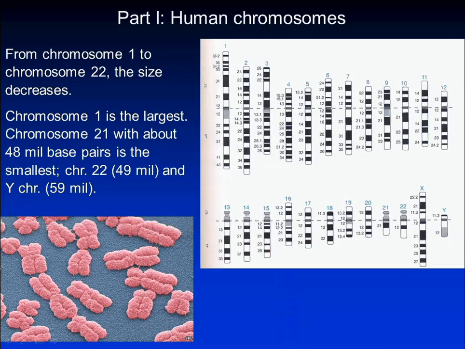Chromosome 21, with 48 million base pairs, is the smallest chromosome. Chromosome 22, with 49 million base pairs, is the second smallest chromosome. The Y chromosome contains 59 million base pairs and comes third.